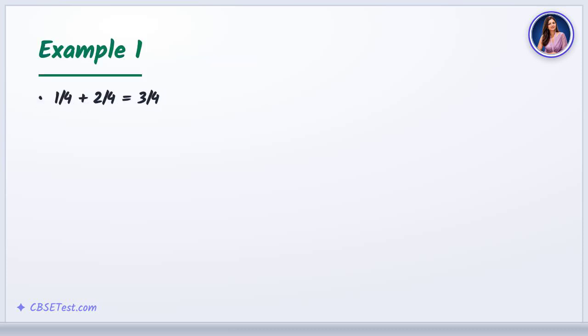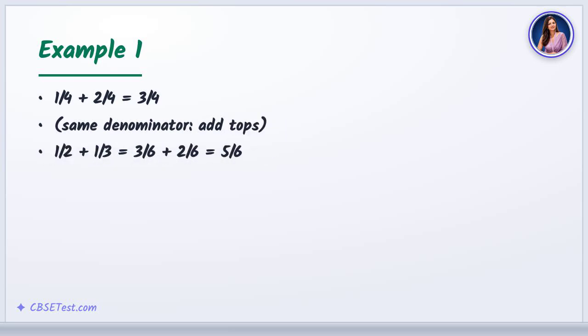With the same denominator, just add the tops. 1/4 plus 2/4 is 3/4. With different denominators, find a common one first. 1/2 plus 1/3 is 5/6.